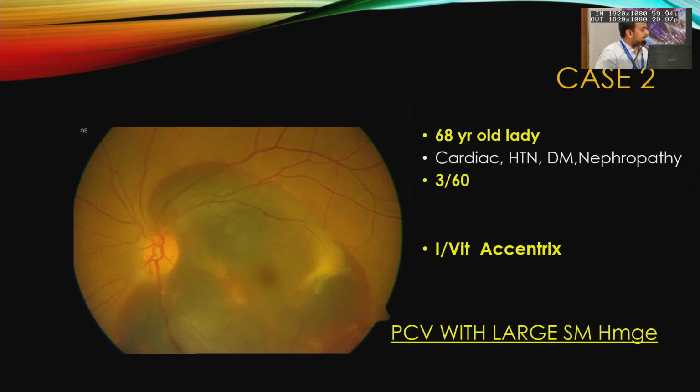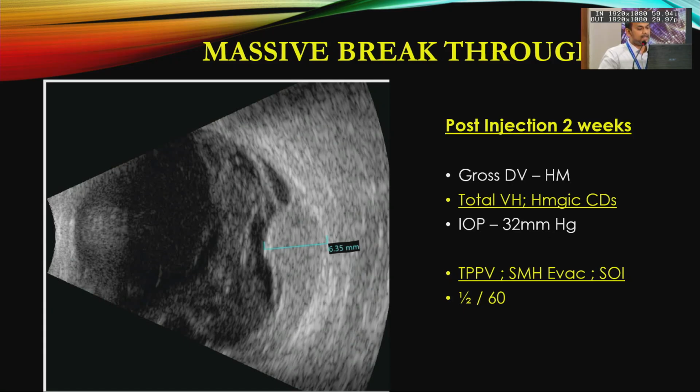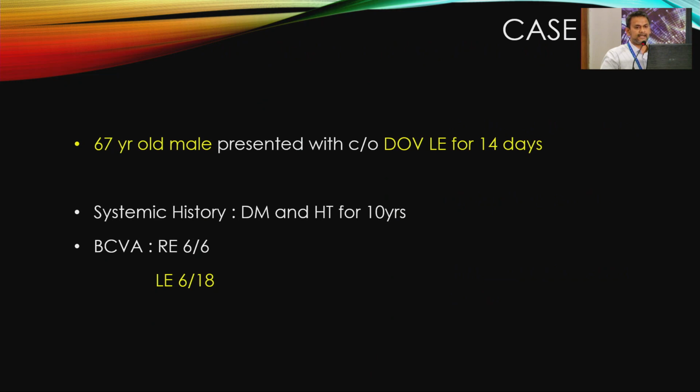So again, a submacular hemorrhage associated with probably a PCV, polypoidal choroidal vasculopathy here, and anti-VEGF comes with a hand movements vision, and we have a massive breakthrough vitreous hemorrhage with a suprachoroidal hemorrhage as well. So breakthrough vitreous hemorrhage in a PCV can be a complication following anti-VEGF therapy, and the patient underwent vitrectomy and silicone oil, and 6/60 vision was recovered.